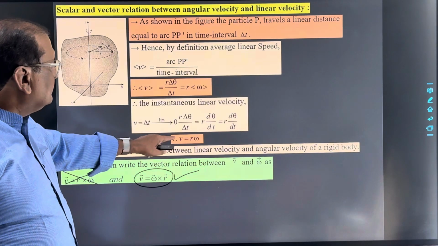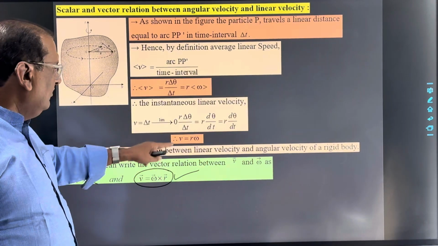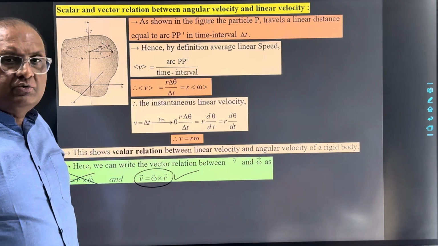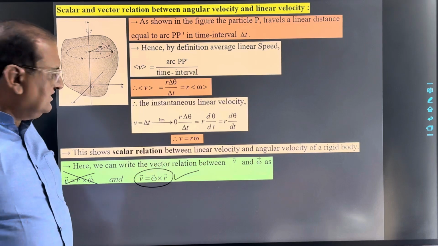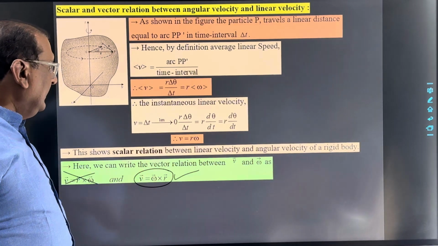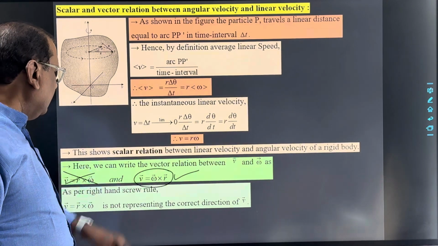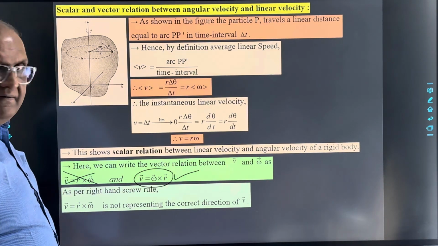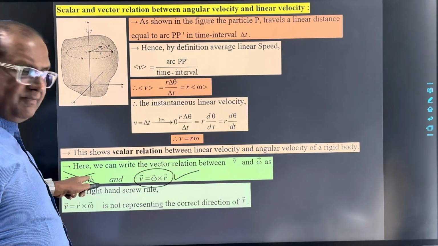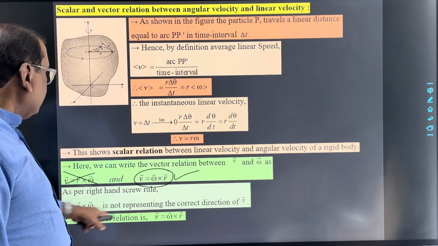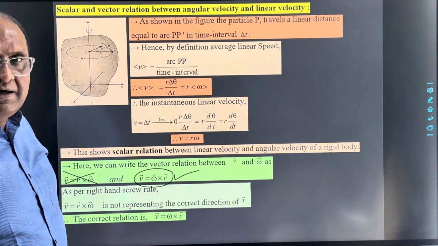So we can say now the scalar relation between linear speed and angular speed is v equal to r omega, and the vector relation between linear velocity and angular velocity is vector v equal to vector omega cross vector r, right? Because we discussed that the other one is not representing the proper direction. So the correct relation is omega cross r. Clear to all of you?